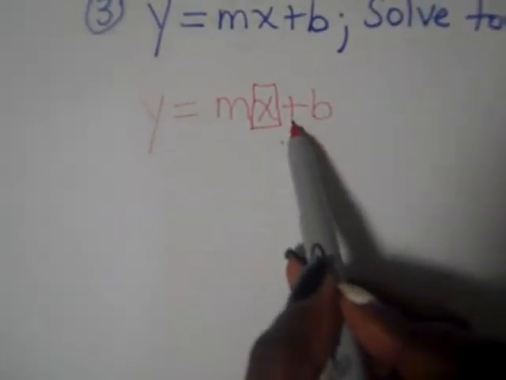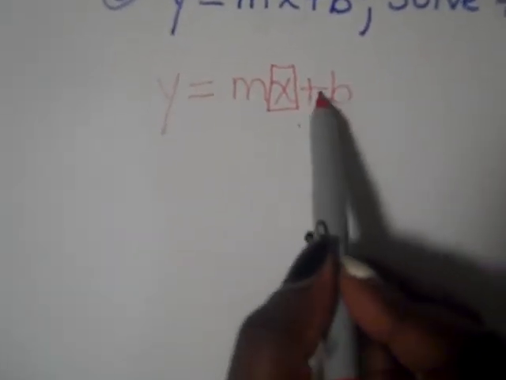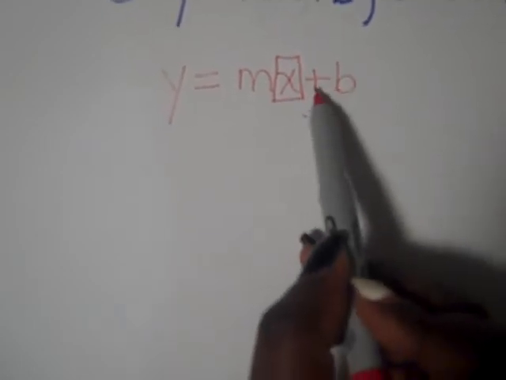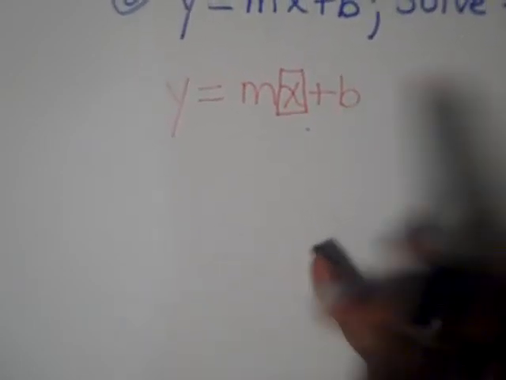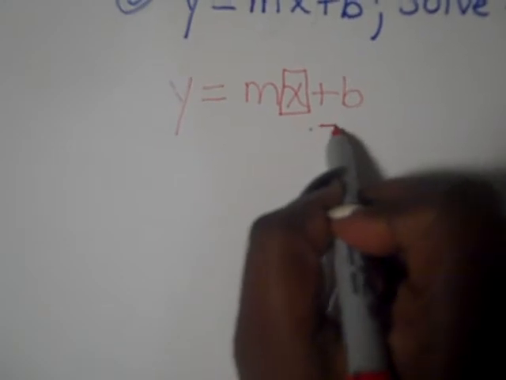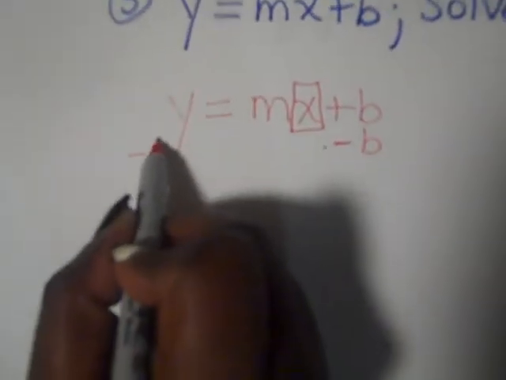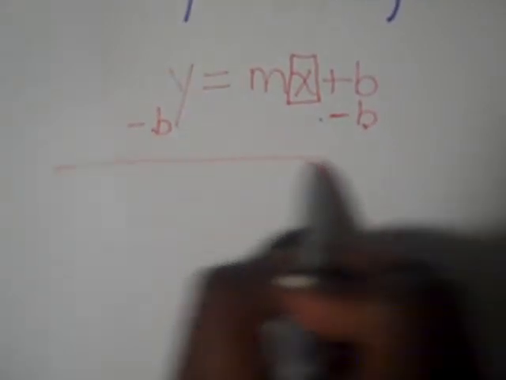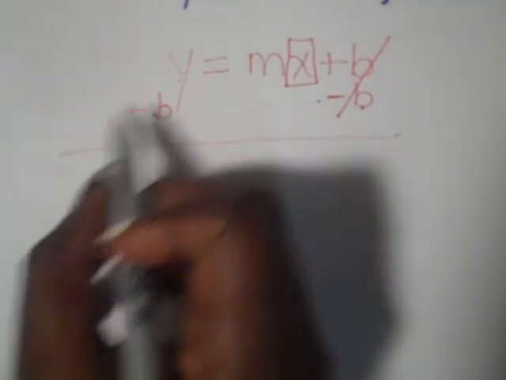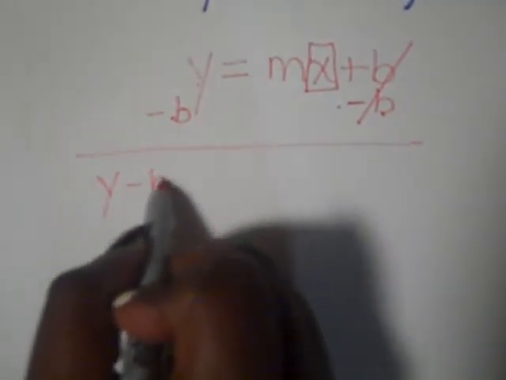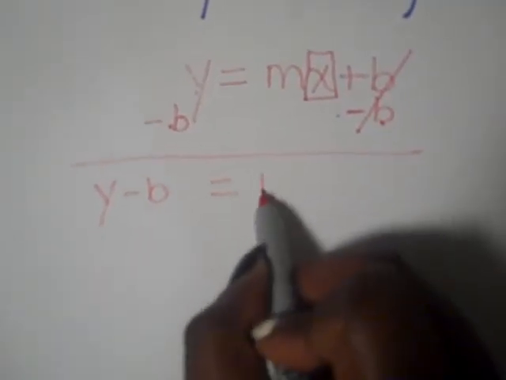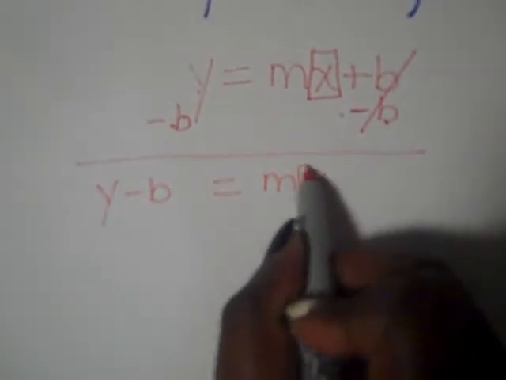So since we have added here first, we're going to move the b. Since it's a plus b, the opposite will be subtract b. Remember, we're doing the opposite. What we do to one side, we do to the other side. So my b's cross out. On the left side, I have y minus b is equal to m times x.